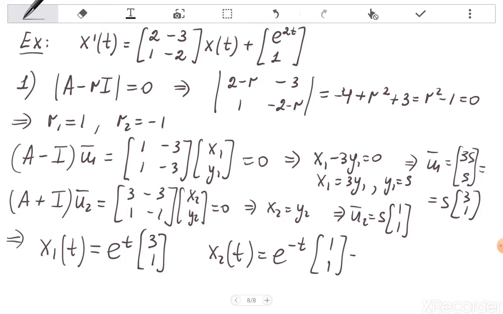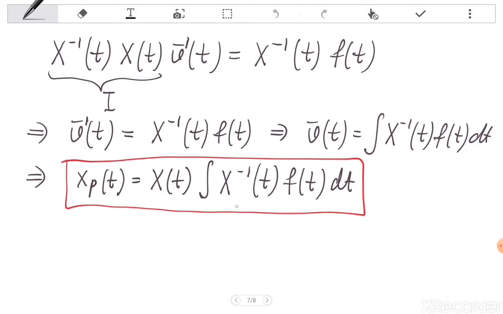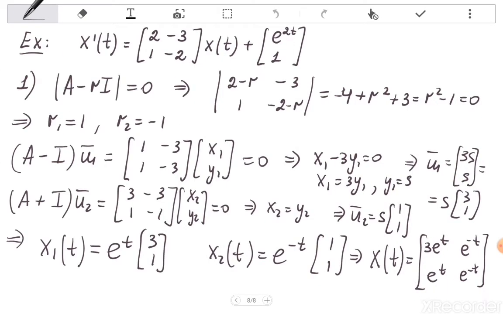And what is the fundamental matrix in this case? We just take the columns of these two. The columns are x1 and x2, so the first column is 3 e to the t, e to the t, and the second column is e to the minus t, e to the minus t. And now let's look at the formula. We have x of t, now we need x inverse of t, right? So this is what we're going to find.